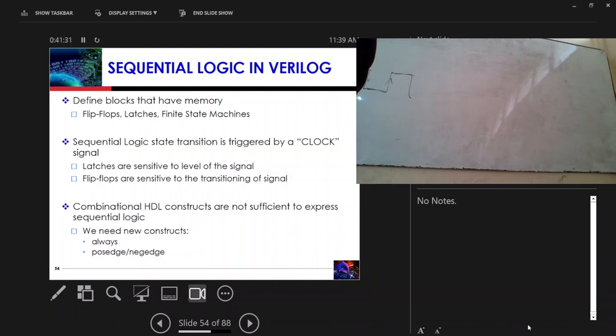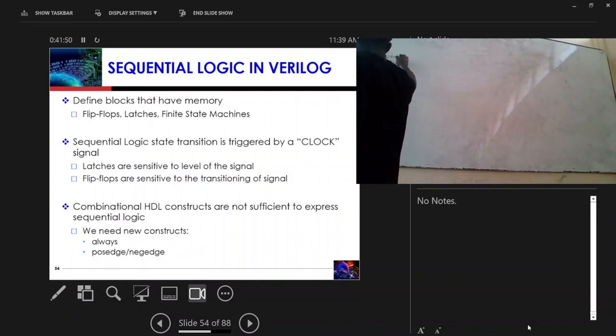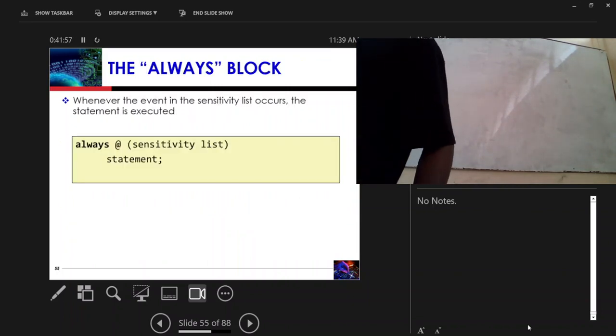Now, the most important thing is that once I use an assign statement, assigning this to this, it automatically gives combinational logic. But now I have to find a way of defining sequential logic. We are going to be using a statement called the always block to define our sequential logic.